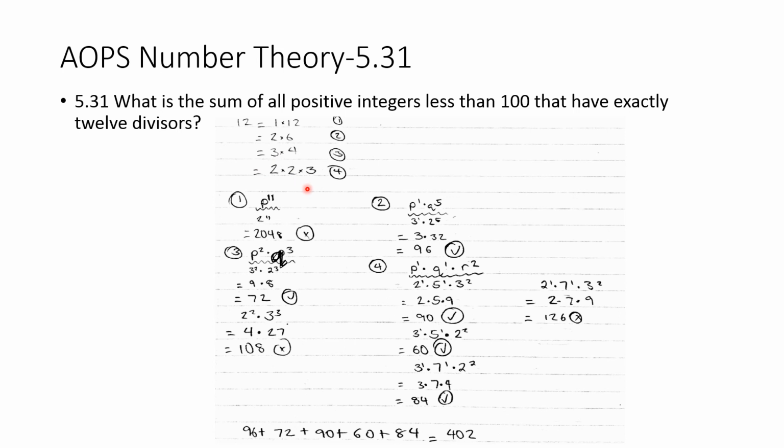Now the fourth one is 2 times 2 times 3, so p to the power of 1 times q to the power of 1 times r to the power of 2. So that's equal to 2 to the power of 1 times 5 to the power of 1 times 3 to the power of 2, which is 2 times 5 times 9, which is 90. You could also just flip the numbers around and get 60, 84, but 126 is too big, so no. So the sum of all of it would be 96 plus 72 plus 90 plus 60 plus 84, which is 402.